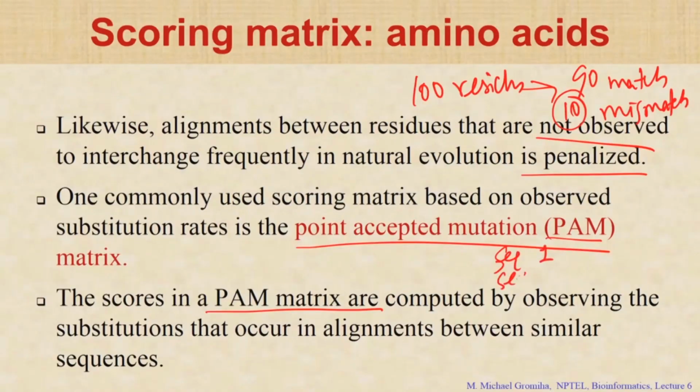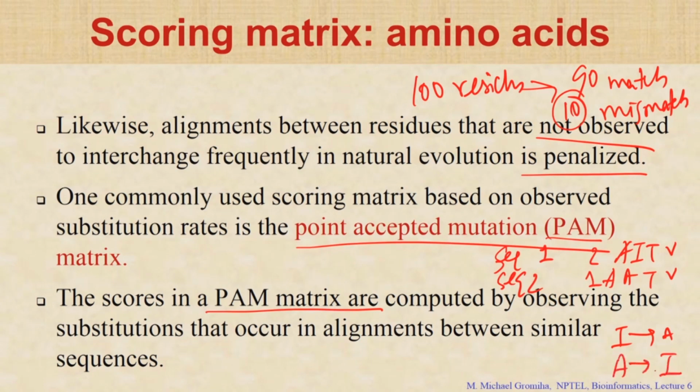So, if you look at this very carefully, there are 2 sequences, sequence 1 and sequence 2, for example AITV. So, here AATV, what is the substitution? I to A. If I take this as sequence 1 and this as sequence 2, then what is the substitution? A to I. So, it is changed. When they derive the substitution matrix, they do not care whether it is from sequence 1 to 2 or 2 to 1. They treat this as similar.